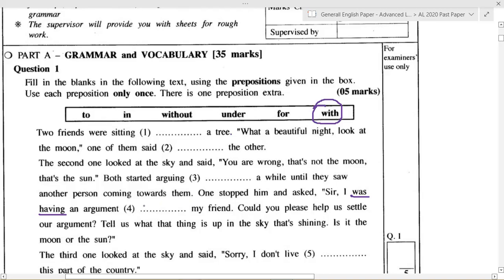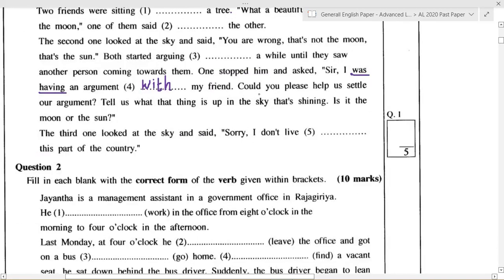So the answer is with, given in the box. Okay, we need to write that. Let's write with my friend, full stop. Could you please help us settle our argument? Tell us what that thing is up in the sky. Is that the moon or the sun? So they were asking that person.